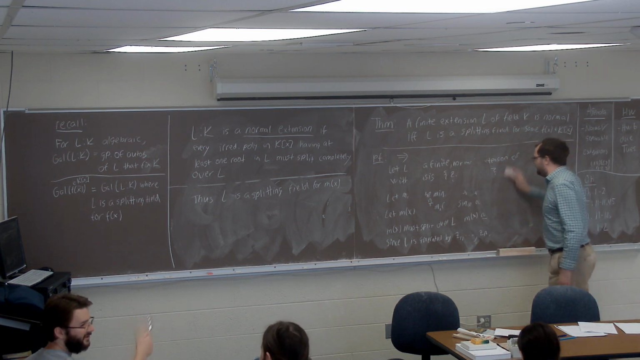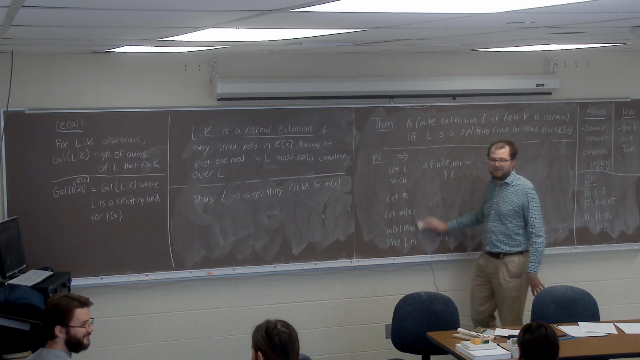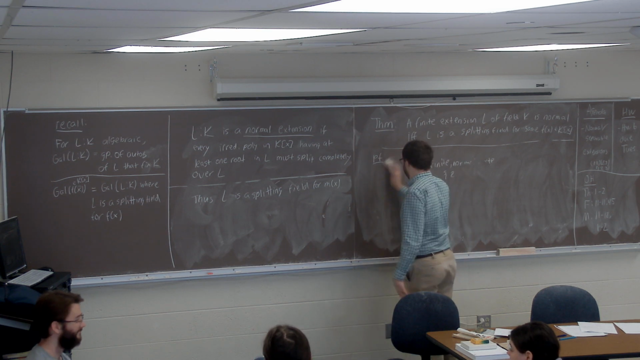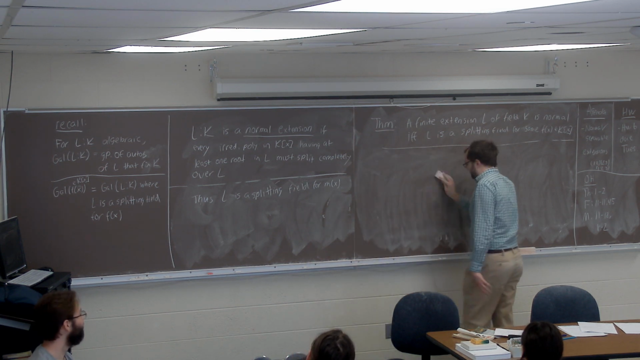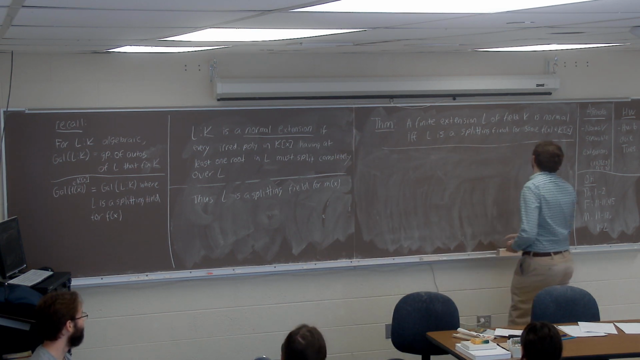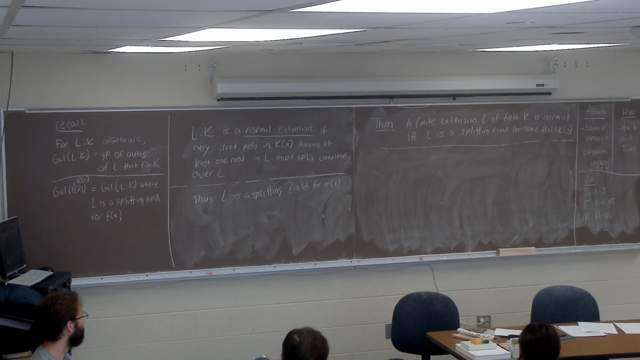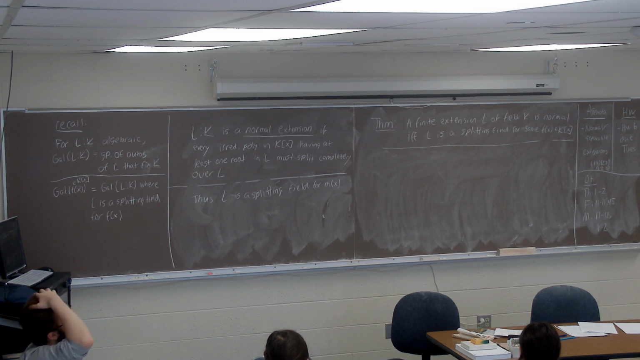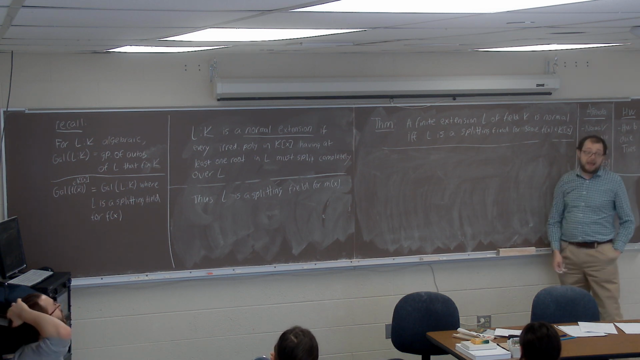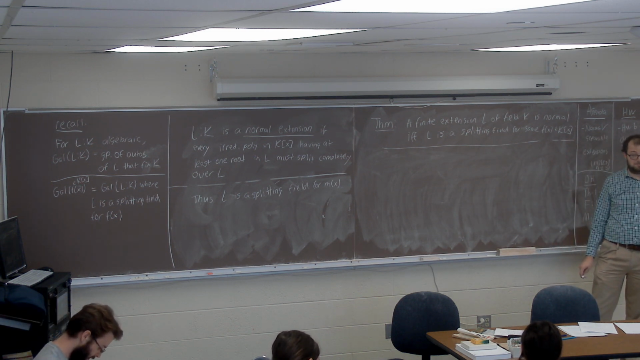Well, I'm not convinced we're going to finish the backward direction, but I would like to start it because it comes with a cool diagram. Here's the problem with the backwards direction. We're going to assume L is a splitting field for some f of x, and we need to show that L over K has to be a normal extension.